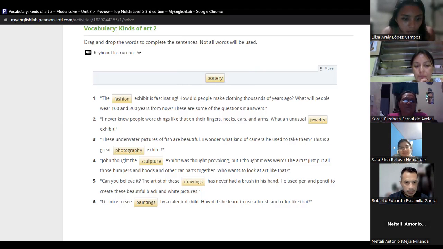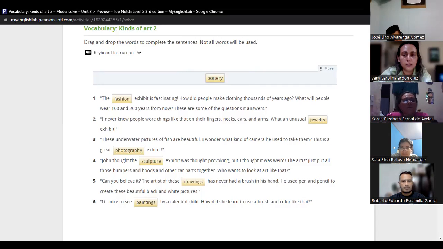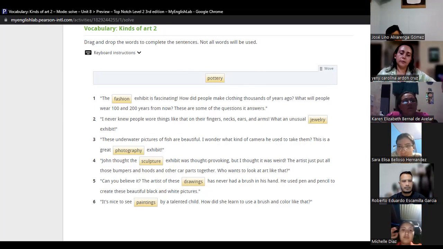It's nice to see a painting by a talented child. How did she learn to use a brush and color like that? Thank you so much. Tell me, number 1, the fashion exhibit is fascinating. How did people make clothing so long ago? What will people wear 100 or 200 years from now? These are some of the questions it answers. Thank you so much.